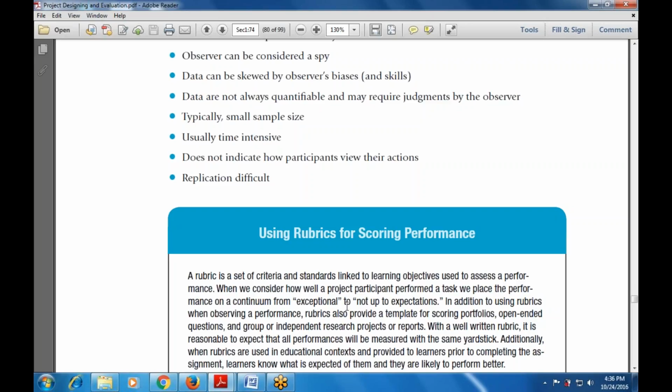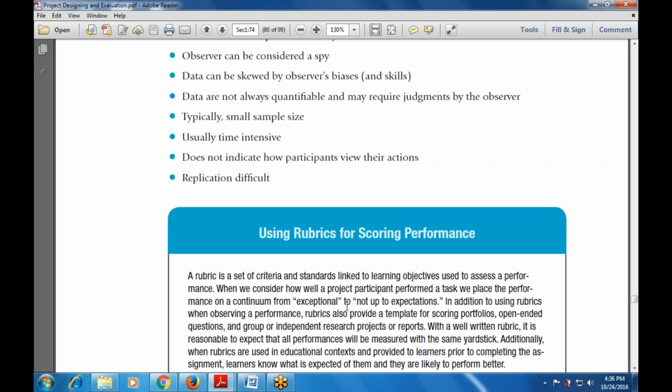When we consider how well a project participant performed the task, we place the performance on a continuum from exceptional to not up to expectations. That means what the various expectations are, and what is not marked against the expectations, what we are going to use, what we are going to study.